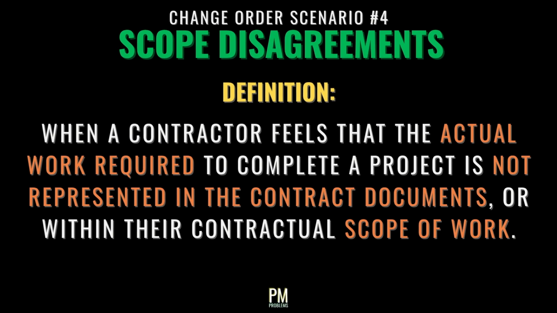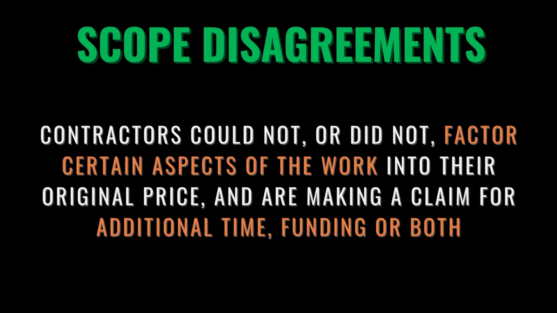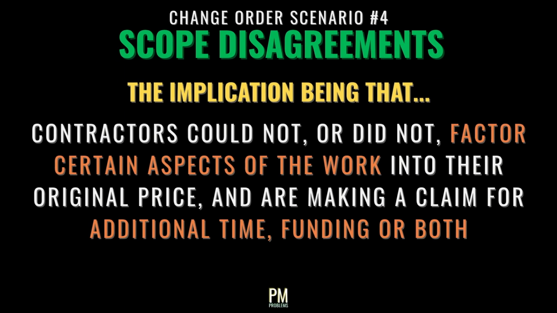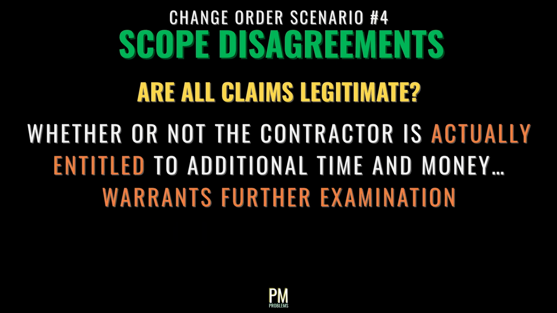Disagreements over documents or scope happen when a contractor feels that the actual work required to complete a project is not fully represented in the contract documents, or within their contractual scope of work. The implication is that contractors could not or did not factor certain aspects of the work into the original price, and are making a claim for additional time, funding, or both as a result.